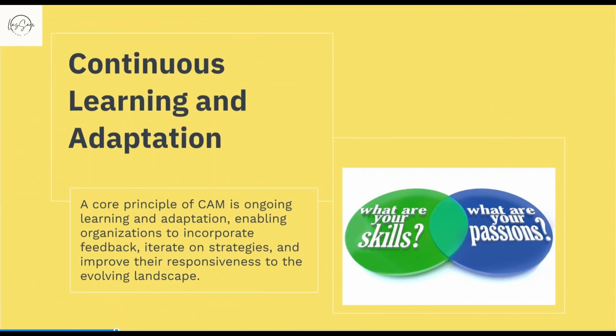Continuous learning and adaptation. A core principle of CAM is ongoing learning and adaptation, enabling organizations to incorporate feedback, iterate on strategies, and improve their responsiveness to the evolving landscape.